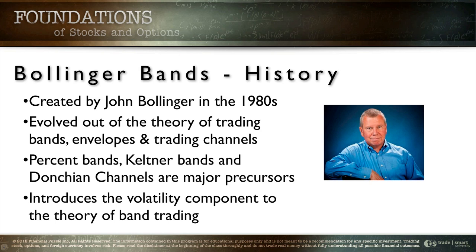Basically, the Bollinger Band evolved out of the theory of trading bands, envelopes, and trading channels. If you're not familiar with those, it's okay. It's kind of a passé theory for the most part, in the sense that it came out of the 60s and the early 70s. During that time, there were several evolutionary steps in the trading band theories. The biggest ones that were the most successful are what we know as percent bands. Then the Keltner bands came along. This was really a major breakthrough. And then the Donchian channels came along.